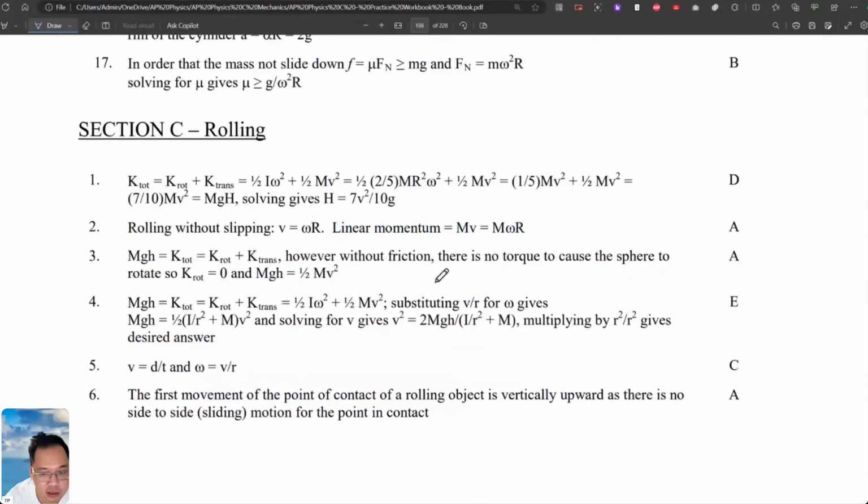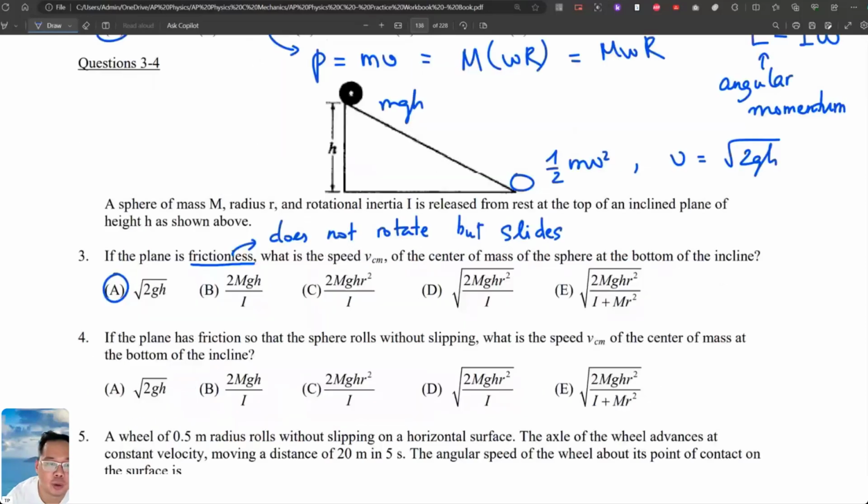Hopefully my memory is correct. Yeah, correct, A. So the point to remember is that in the case of no friction, the object does not rotate, and we do not need to involve the rotational kinetic energy, 1/2 I omega squared. Omega here is 0. Only the linear kinetic energy.